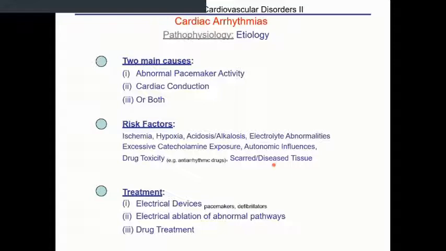So in general, if you cannot restore functionality by use of medications or drug treatment, sometimes patients need to have electrical devices used to restore function. So in some cases, implantation of pacemakers, or the use of defibrillators to restore electrical activity, for example, in cardiac arrest. Or some cardiologists would do procedures like electrical ablation of neural pathways that are causing the arrhythmias.